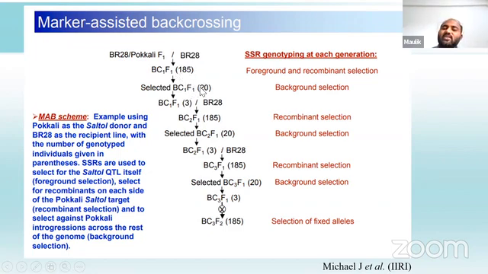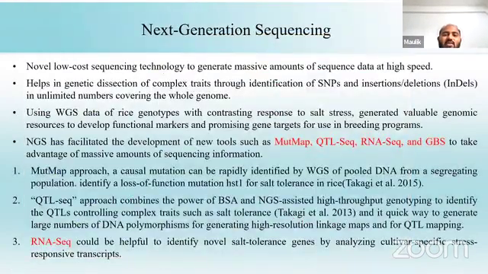From this plant we can select 20 plants, and from these 20 plants we can select 3 plants which are similar to BR20 and develop the BC2F1 population. Same is done for BC1F1 and BC3F1 selection. Same means foreground and background selection. And this line is the same version of BR28 plus additional salinity tolerance.